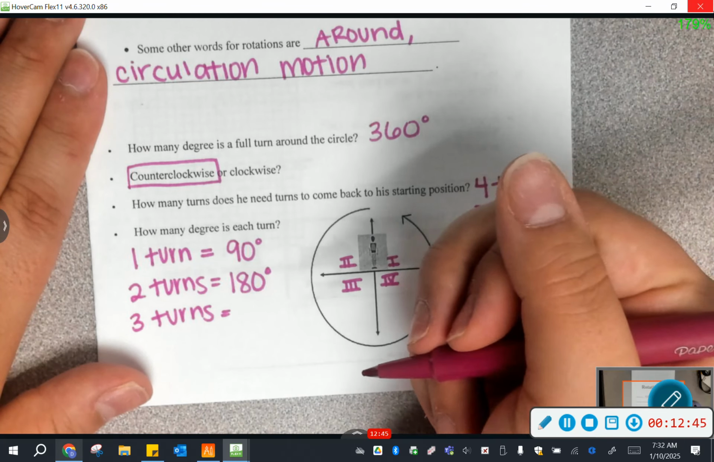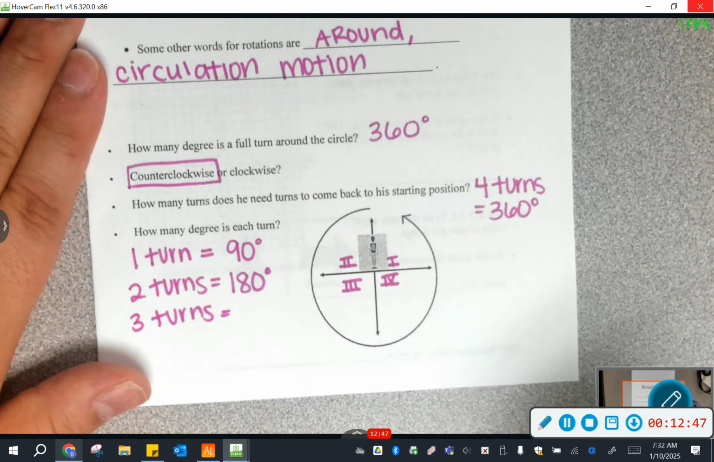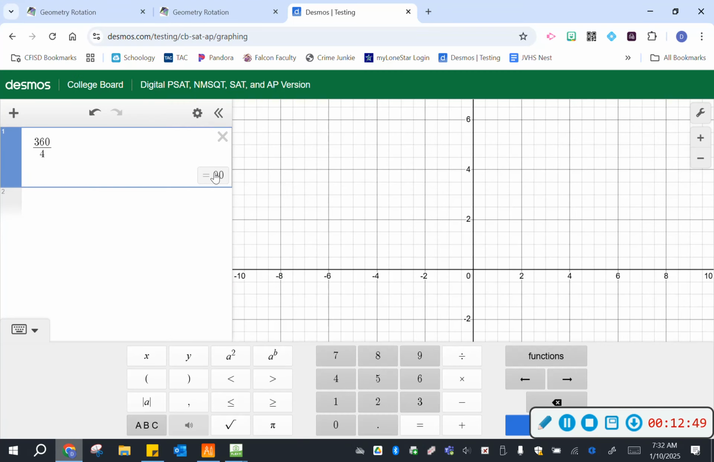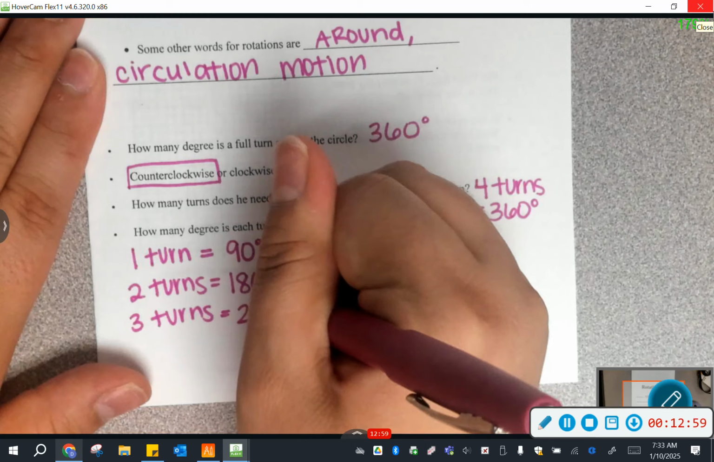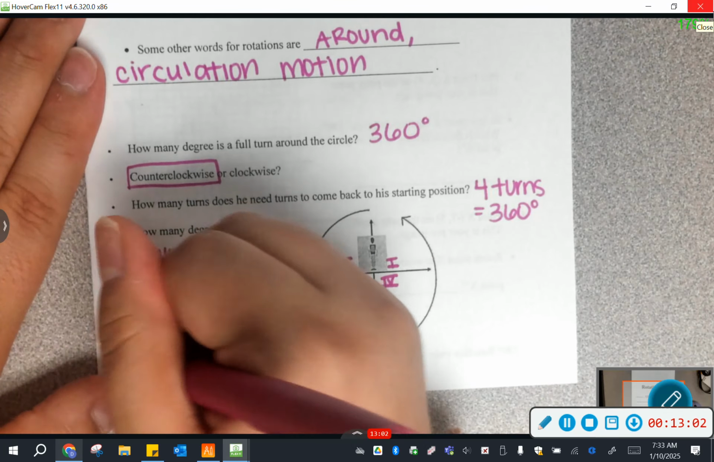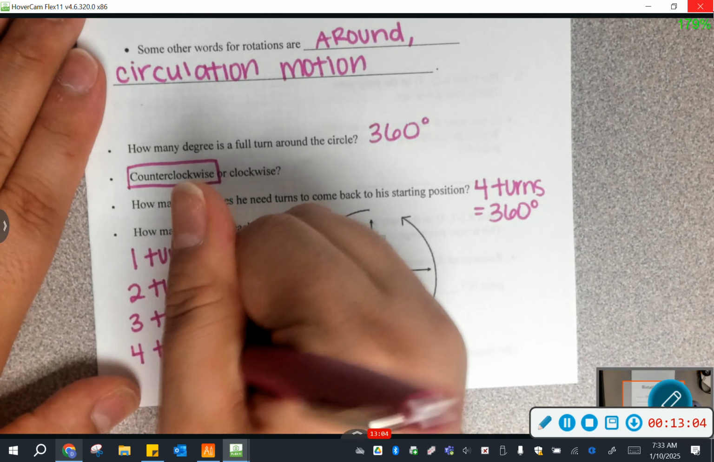And then last but not least, does anybody want to guess what 3 turns is? Close. Do another 90. So 1 turn is 90, 2 turns plus 90, 3 turns plus 90 is 270. You were super close. And then we already said how much is 4 turns? 360.